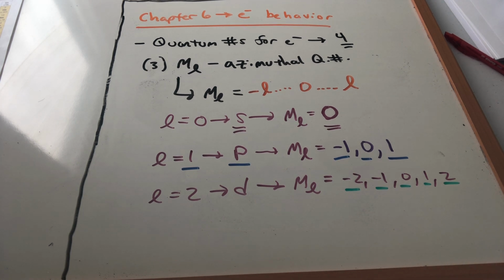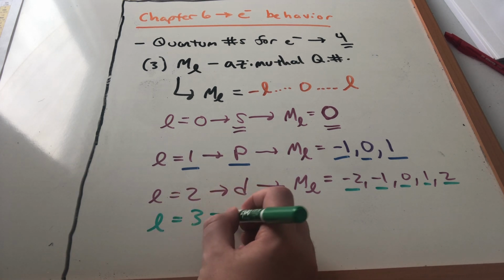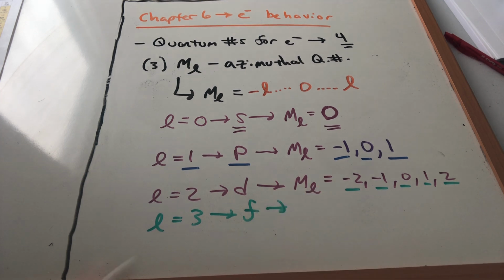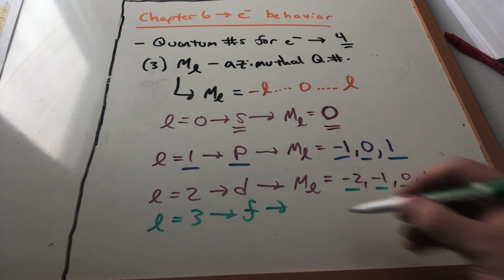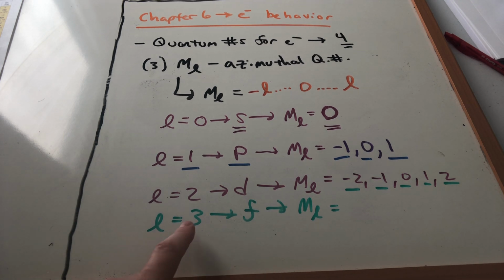So we have 5 different shapes, right? Now, even though we don't talk about them this semester, I do want to mention, just to practice the rule, there are f orbitals. What are the allowed values of m sub l when we have an f orbital? For an f orbital, we have L equals 3, okay?